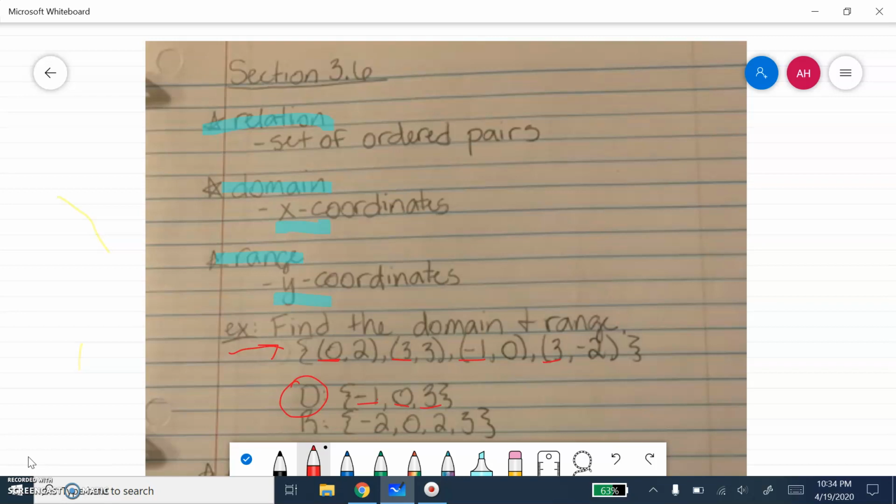so you don't have to repeat them. And then we also look at the range, which is your y's. So that's 2, 3, 0, and -2. And so you can see I put those there. Again, I put them in numerical order. You do not have to do that.